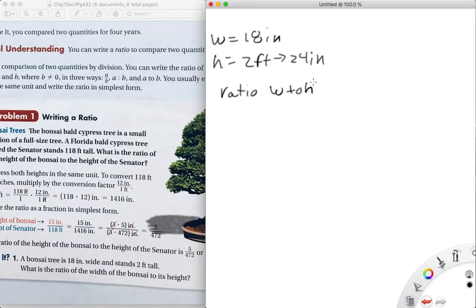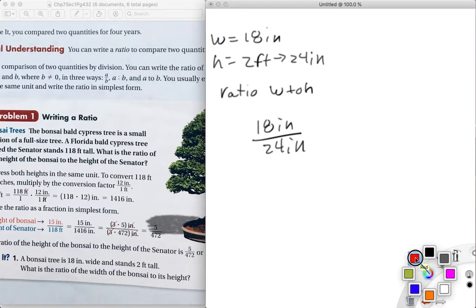So since it's width to height, the width is going to be in the numerator, which is 18 inches. Height's going to be in the denominator, which is 24 inches. Ratios are primarily unitless, meaning that there's no units, so the units are going to cancel. The inches goes away. And we have 18 over 24, which can be simplified by dividing by 6, which gives me 3 to 4. So my ratio is 3 to 4.